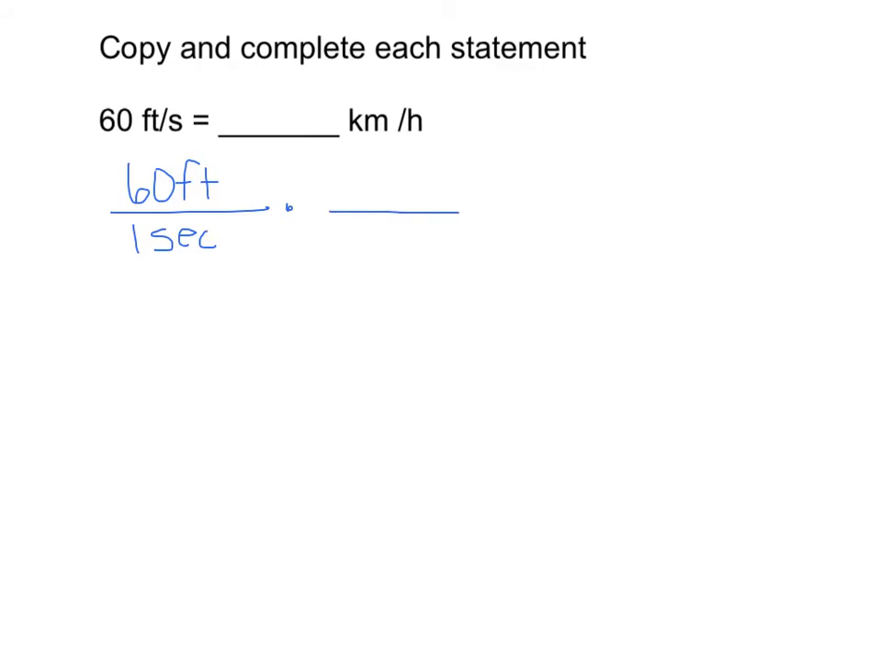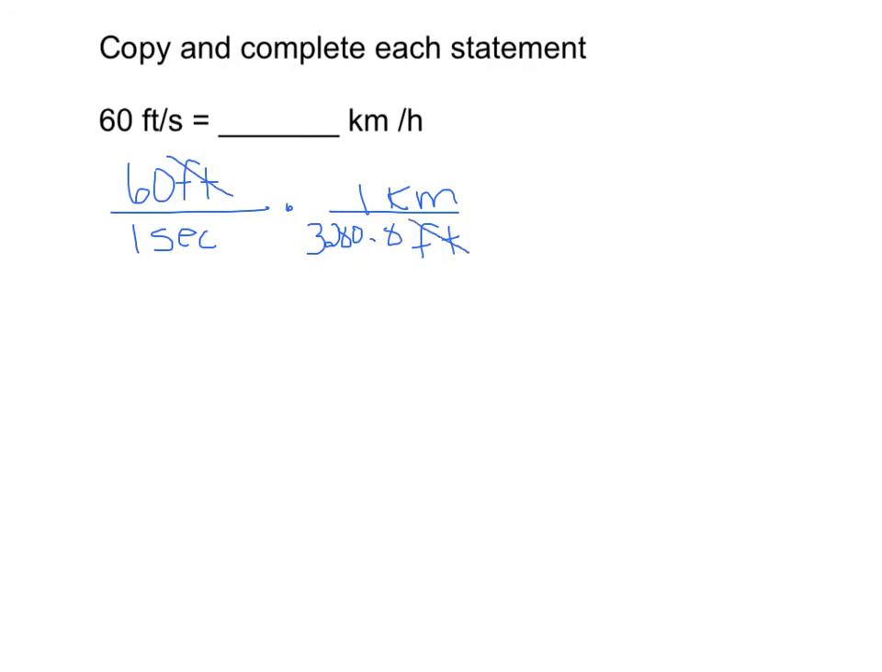So the first thing I'm going to do is I'm going to fix feet. Alright, so we're going to fix feet first. There is 3,280.8 feet in 1 kilometer. We'll have a conversion table, or I'll tell you what they are on the test. That's not something I expect you to memorize. So let me make sure that the feet cross out.